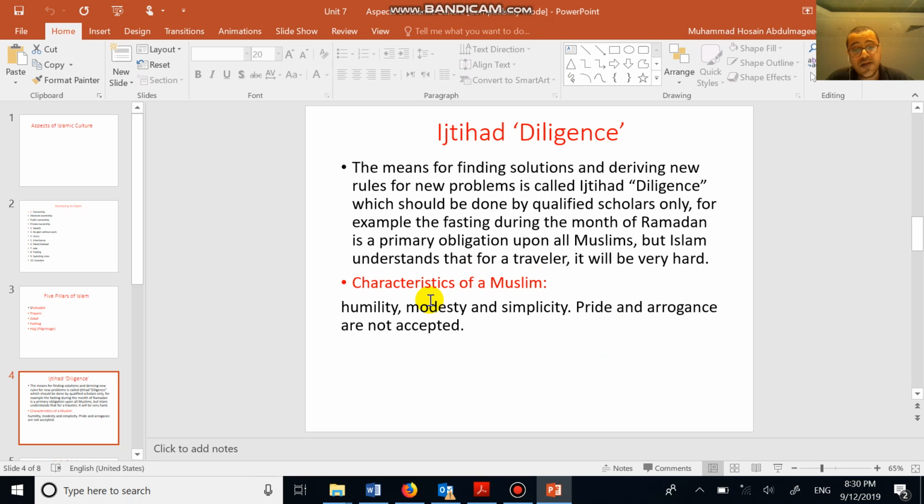Okay, characteristics of a Muslim. Of course, one of the things that Muslims should have is humility. They are humble.